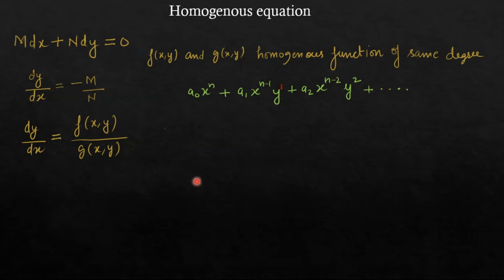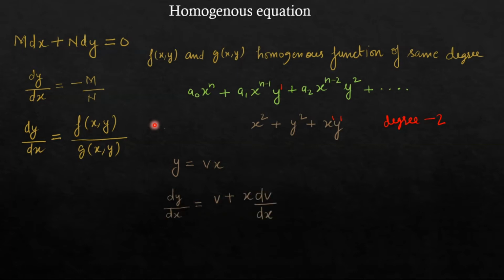If I give you a function like this, x square plus y square plus xy, here the power is 2, in this term also the power is 2, and here also 1 plus 1, the total power is 2. So this is a homogeneous function with degree 2. In such a case, if both f and g are homogeneous functions of the same degree, then we substitute y is equal to v into x, where v is the new variable. In that case dy by dx will be v plus x into dv by dx, by the product rule.